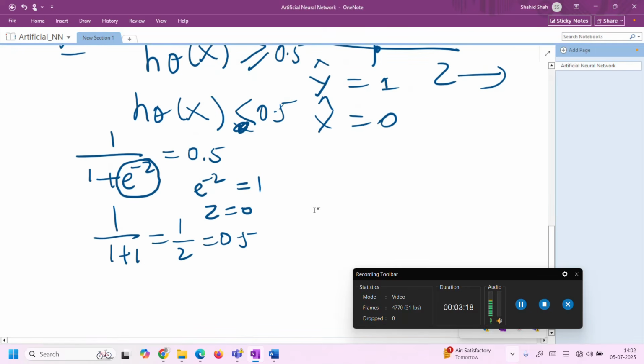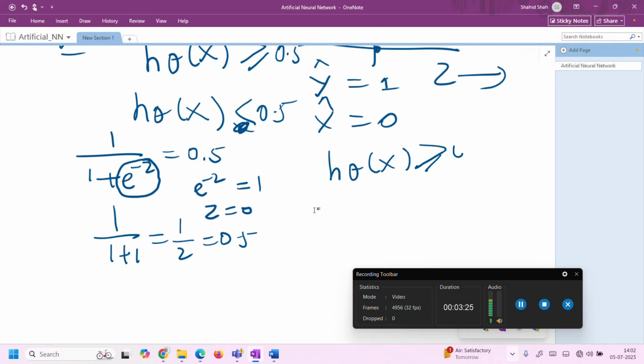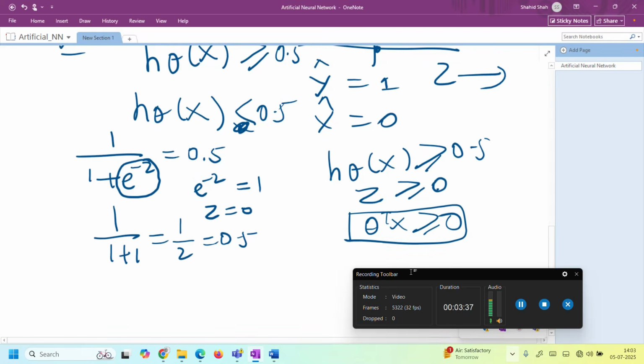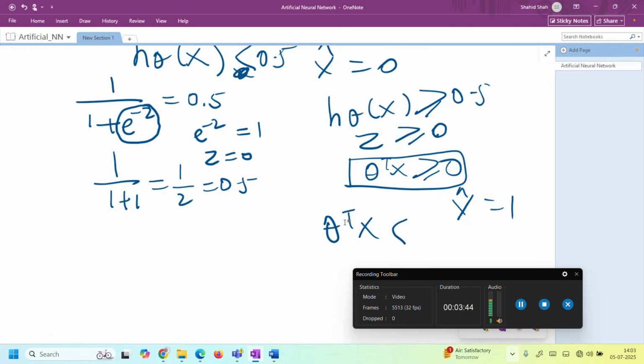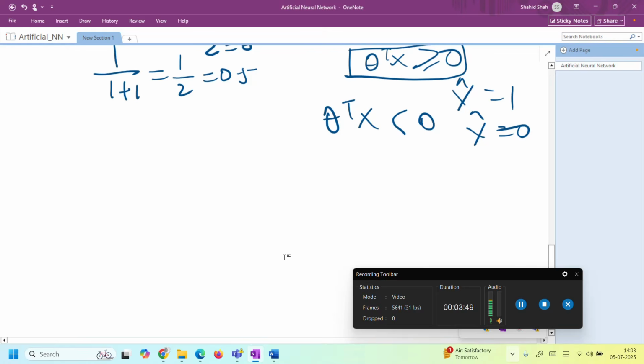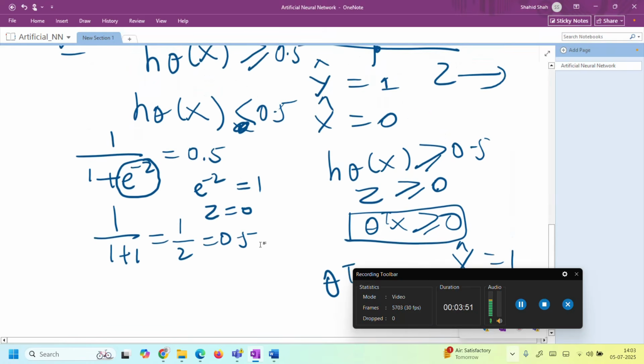And what should then be the decision boundary? We decide if h theta of x is greater than or equal to 0.5, which is the same as z being greater than or equal to 0. That is, theta transpose x is greater than or equal to 0. So as long as theta transpose x is greater than or equal to 0, we decide that y hat is 1, the output is 1. If theta transpose x is less than 0, we decide y hat is 0. Okay, so these are some more details about logistic regression.